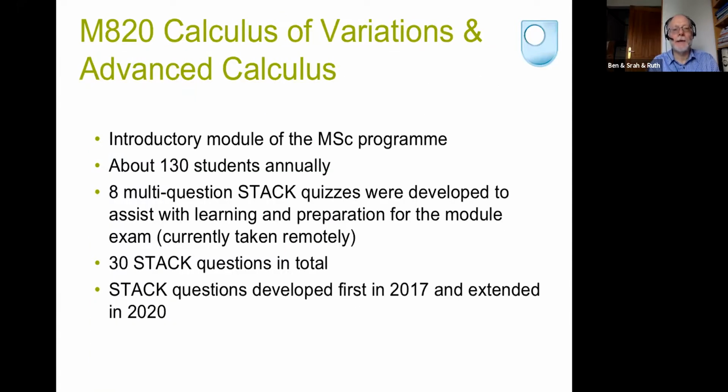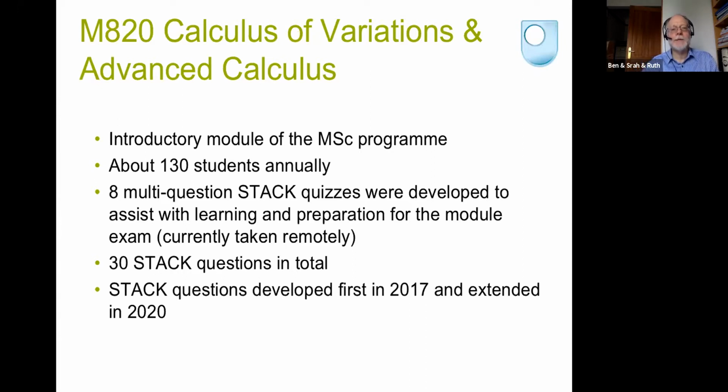So I'm going to talk about our work with STACK in the module M820, Calculus of Variations and Advanced Calculus. As I mentioned, this is an introductory module of the MSc program. We get about 130 students taking it annually.